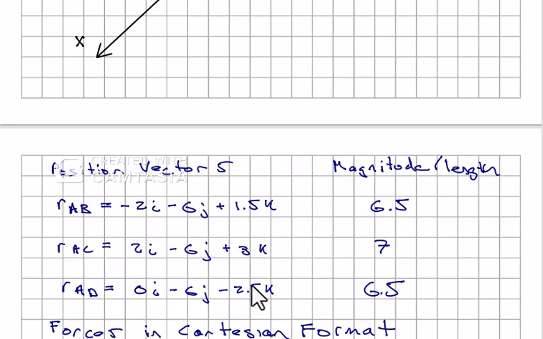To do this, since we don't know the forces AB, AC, and AD, we're going to put in a placeholder for that unknown magnitude of the force that we've been asked to find, and we're going to multiply it by the unit vectors for these. And the unit vector is calculated by taking the position vector and dividing by the magnitude. So go ahead and pause the video and then write all the forces in Cartesian format.